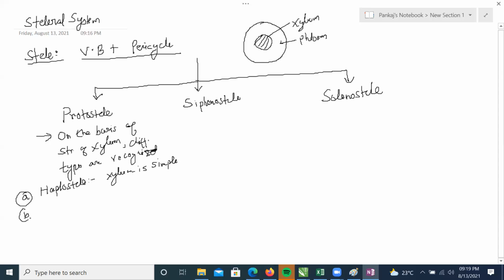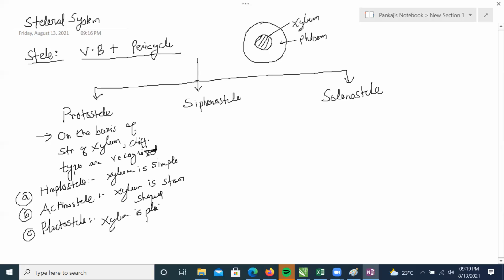Okay. Second, we call actinostele. So what is actinostele? That is, xylem is star-shaped. Okay. And what is third? Third we call plectostele. That means xylem is plate-like. Okay. So that is the protostele. That entire thing is protostele.